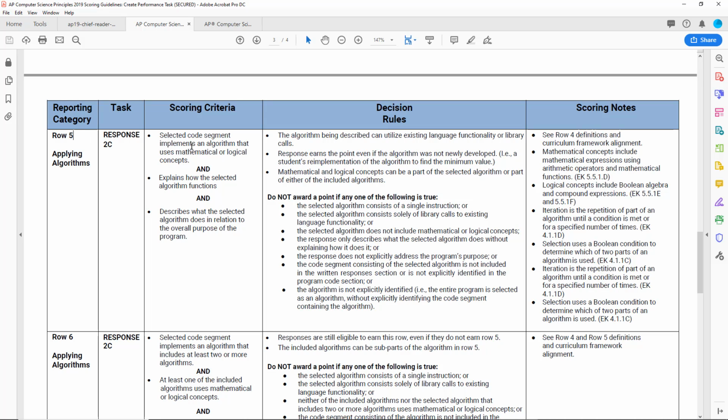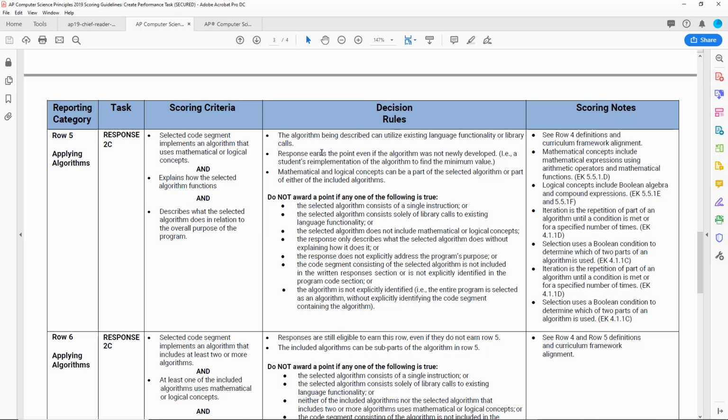Selected code segment implements an algorithm, so this is one algorithm, that uses math or logic, and it explains how the algorithm functions, and it describes what the selected algorithm does in relation to the overall purpose of the program.